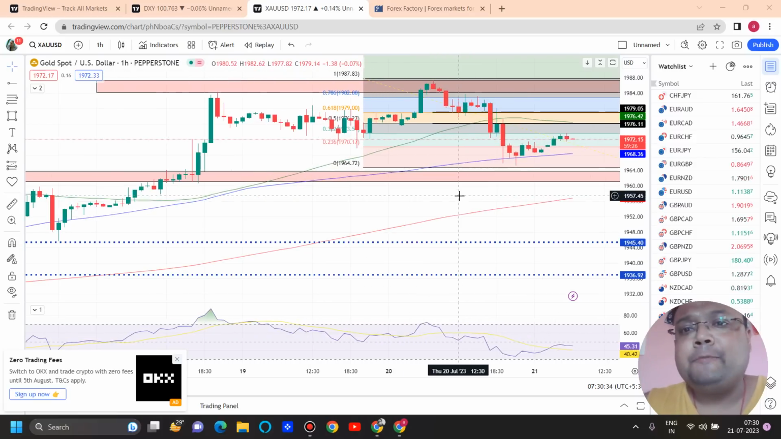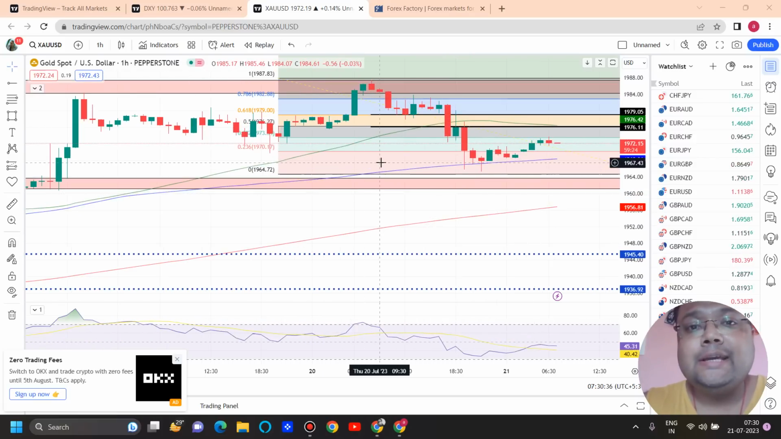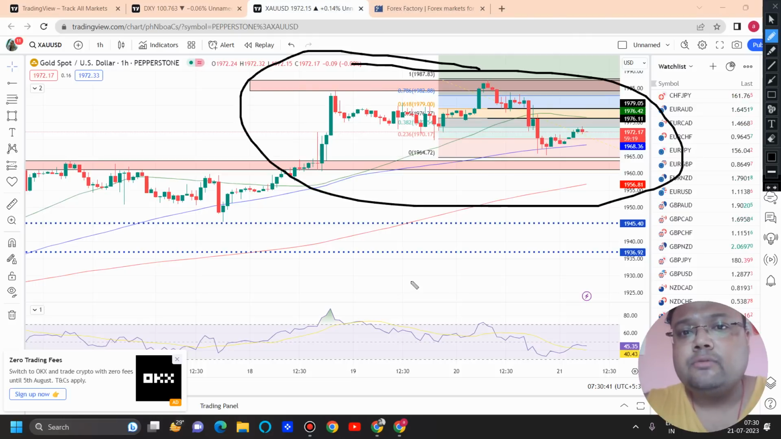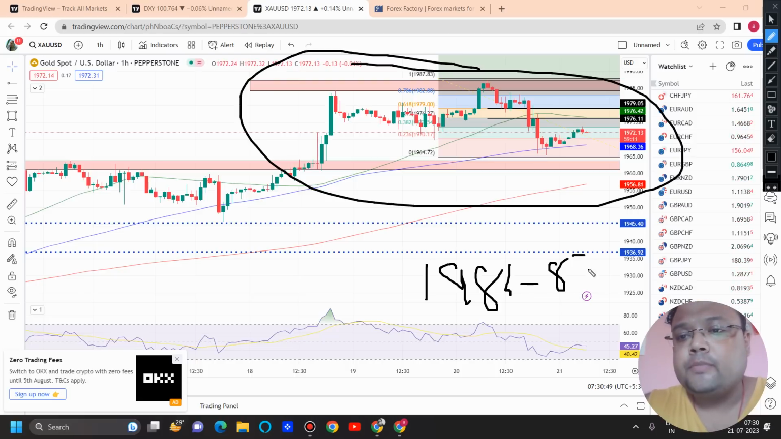Okay, and if you're wondering about resistance right now, yes, market is stuck inside a range. You can see that this is the range of gold right now, where we have 1984 previous high, and then yesterday's high of 1987.